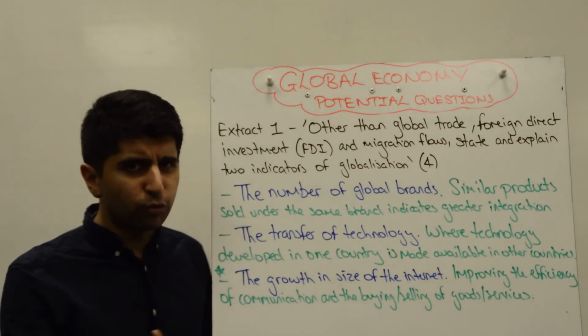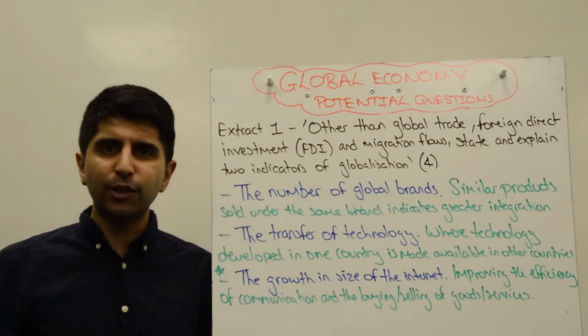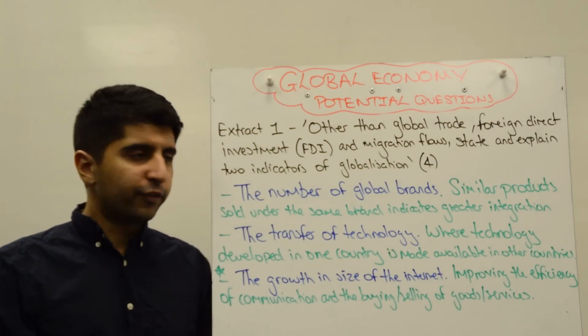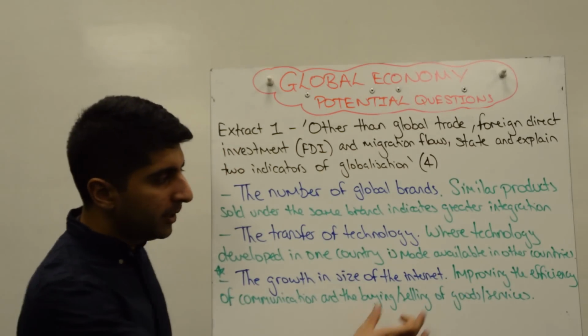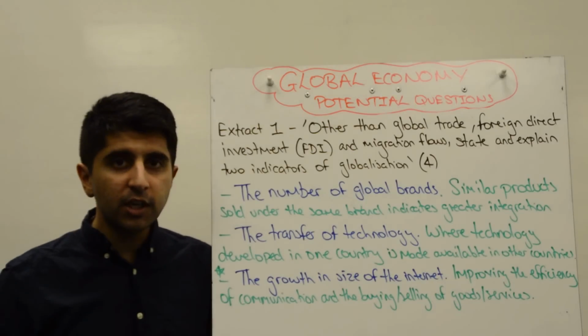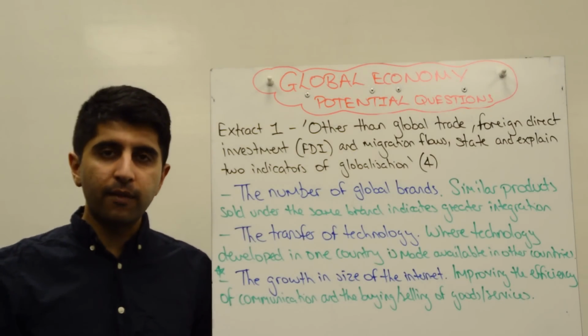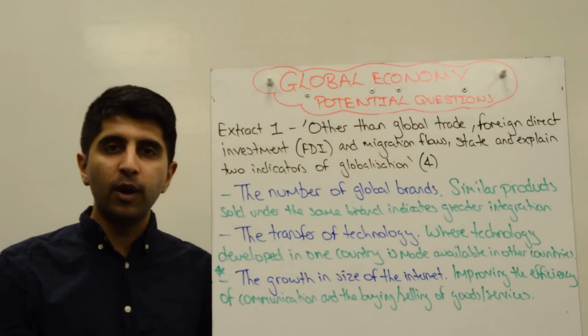And this last one I think is really important if it can be measured. The growth in size of the internet, a great indicator of globalization. So this is important because a growing internet improves the efficiency of communication, it makes buying and selling goods and services easier, again can lead to a greater integration of global economies.